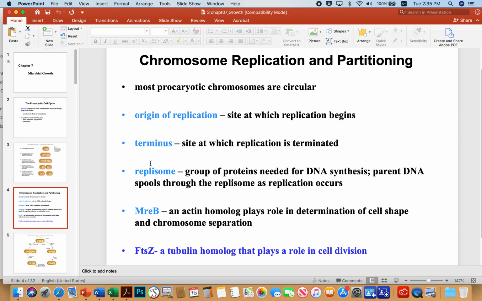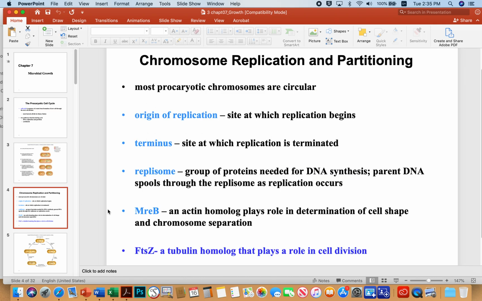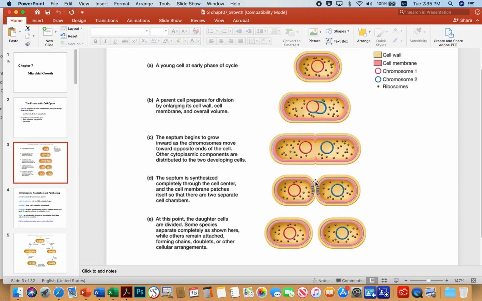The replisome is just a bunch of the proteins and things needed to sit on the origin of replication and begin replication. Then there are other factors like MreB, an actin homolog that plays a role in determining cell shape, but also chromosome separation. So how do these chromosomes at this point know to segregate into the different daughter cells? That's facilitated presumably by MreB. And then there's something called FtsZ, which is a tubulin homolog that plays a role in cell division. FtsZ would form right here in this septum and then allow these two cells to separate from one another.